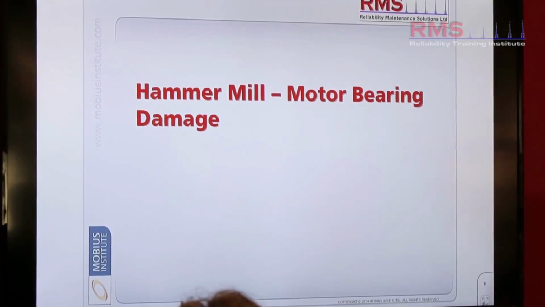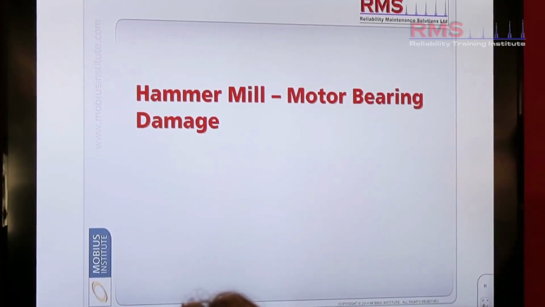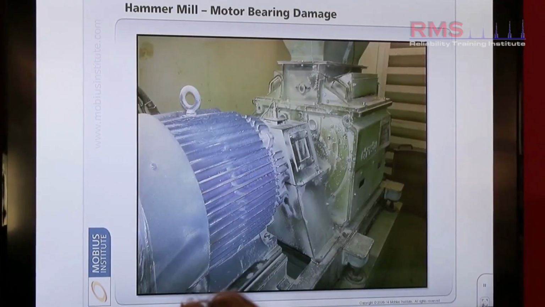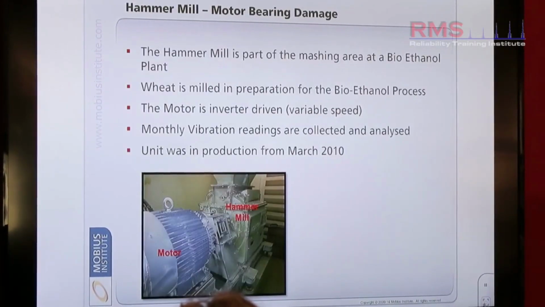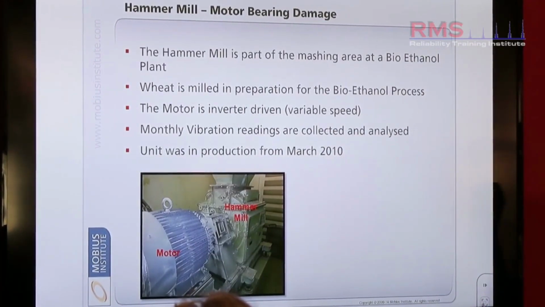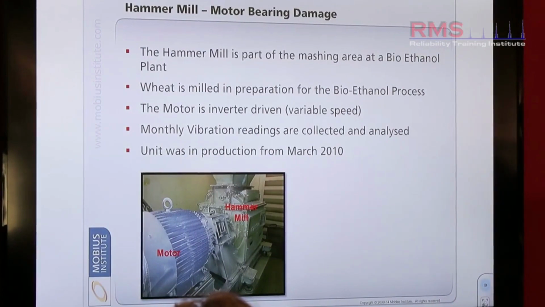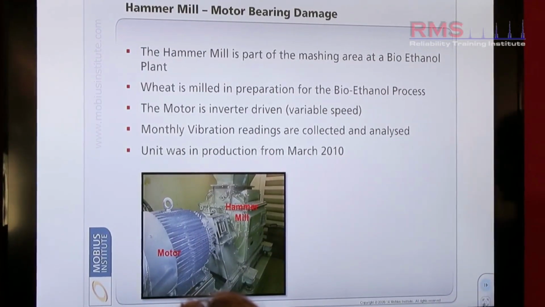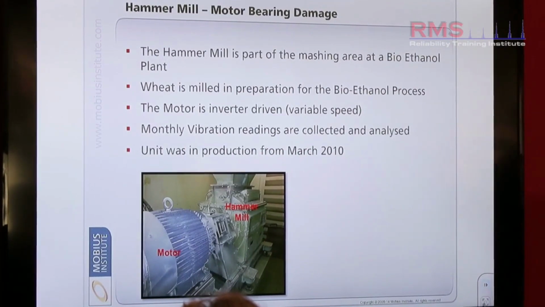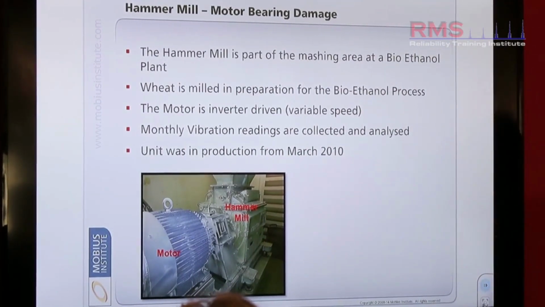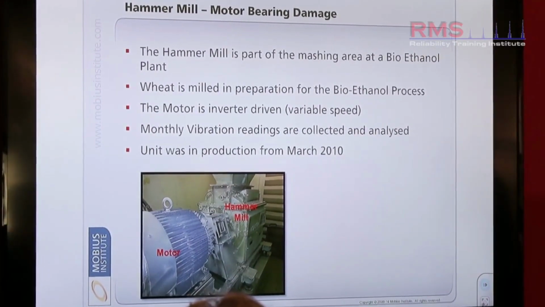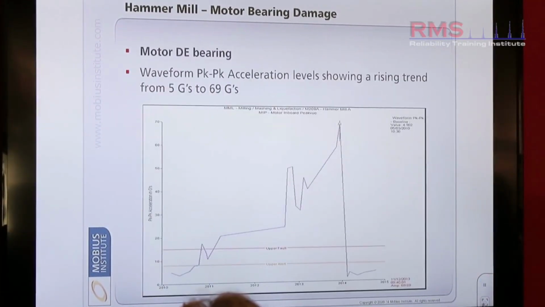So this is a hammer mill bearing, a particular bearing on a motor. There's the actual drive itself. This mill crushes or mashes wheat in preparation for a bioethanol fuel producing process. Variable speed motor, so it varies in speed during operation. And monthly vibration measurements were collected when the plant first started up in 2010, and we continue to monitor this machine up to present day on a monthly basis.